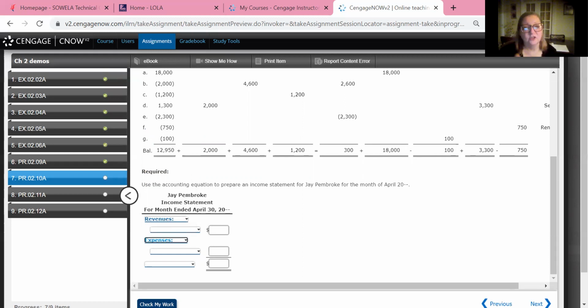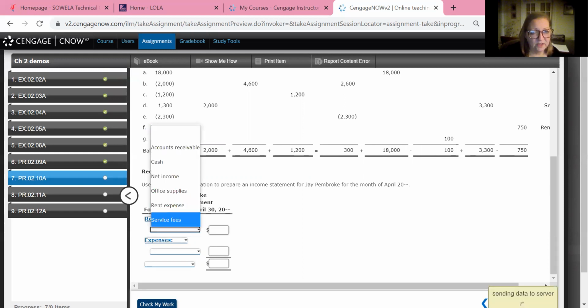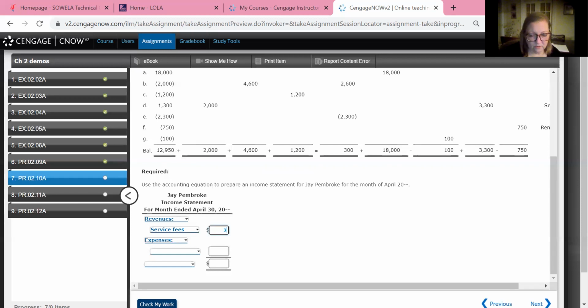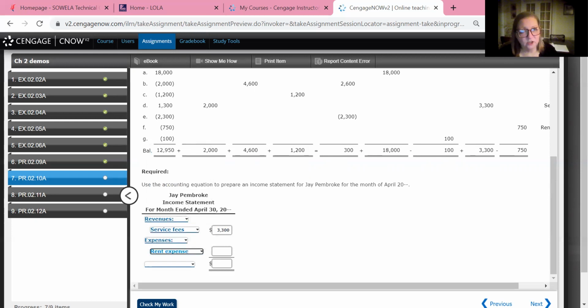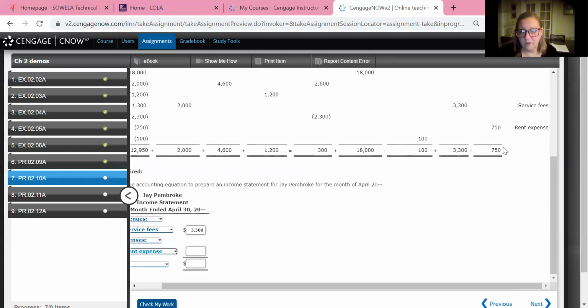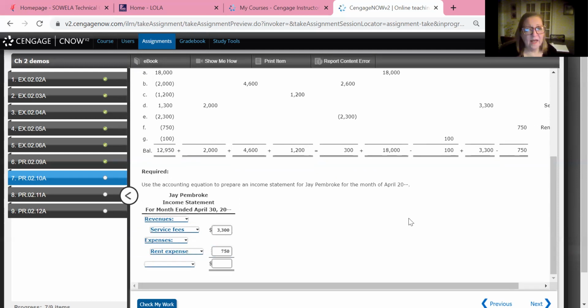So under that, you're going to list all the revenue accounts. In this case, we only had one. And that was this service revenue, service fees, and it was $3,300. And we had one expense, and it was rent expense. And we knew that because of the notations we had made. These are over here. That's where we went back and put the descriptions. And that was at $750. So all we had in this list of transactions was one revenue account and one expense. If there had been a lot of revenue accounts or likely a lot of expense accounts, we would list each one individually on the income statement.